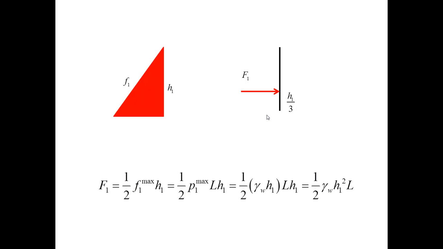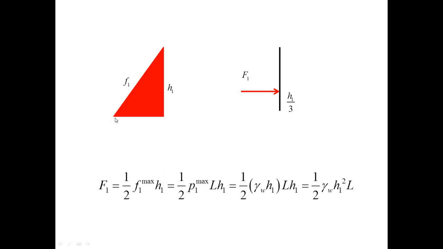The upstream pressure has a triangular distribution, and the resultant force F1 is applied 1/3 from the base, and the resultant is computed as the area of this triangle. So this is the maximum value of the distribution F1 max times H1 divided by 2.